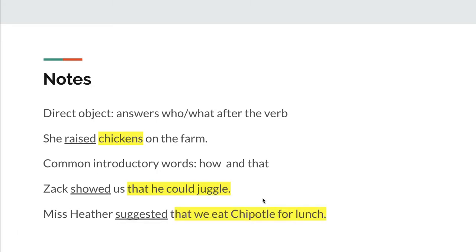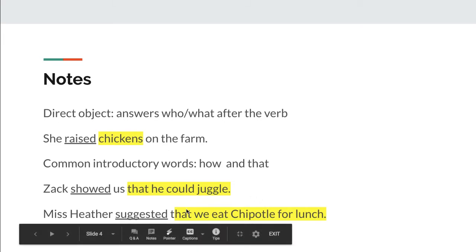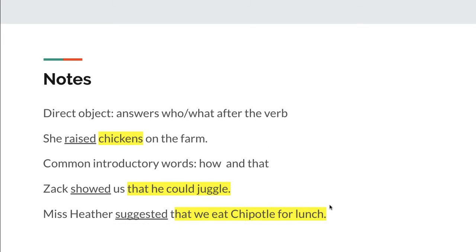Miss Heather suggested that we eat Chipotle for lunch. Suggested is the verb. That we eat Chipotle for lunch is the entire direct object. It's the noun clause. Pretty simple. There are other examples on page 156 if you want to pause the video and test yourself and see the differences between a noun or a noun clause.